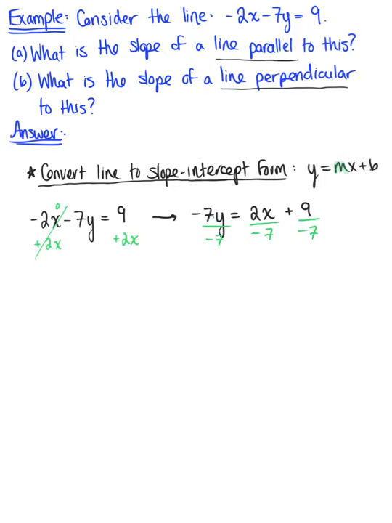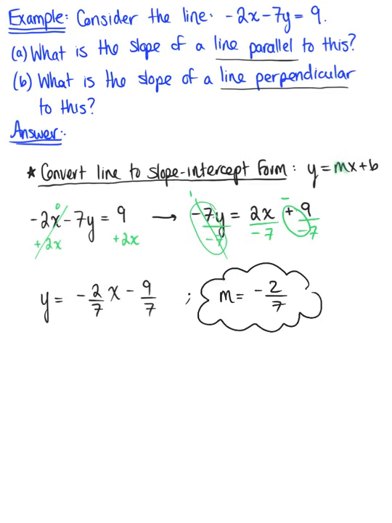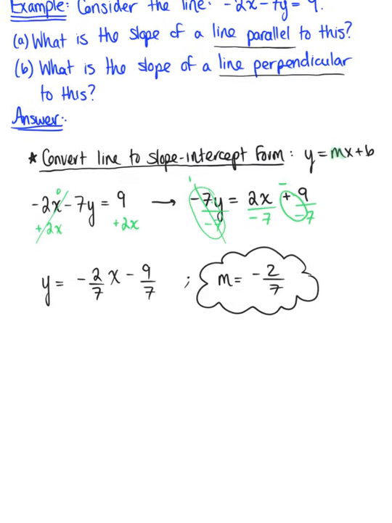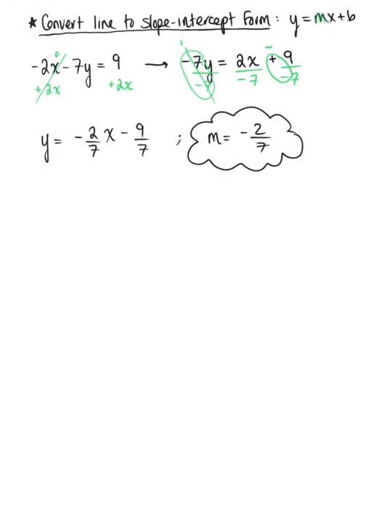So on the left, we see negative 7 divided by negative 7 cancels itself out to 1, leaving us with y is equal to minus 2/7 times x. And notice we have a positive divided by a negative, so that produces a minus 9/7. And so we can see that the slope of our given line is minus 2/7. So this is what we're going to use now to find the slope of a line that is parallel to this given line, as well as the slope of a line that is perpendicular to this given line.